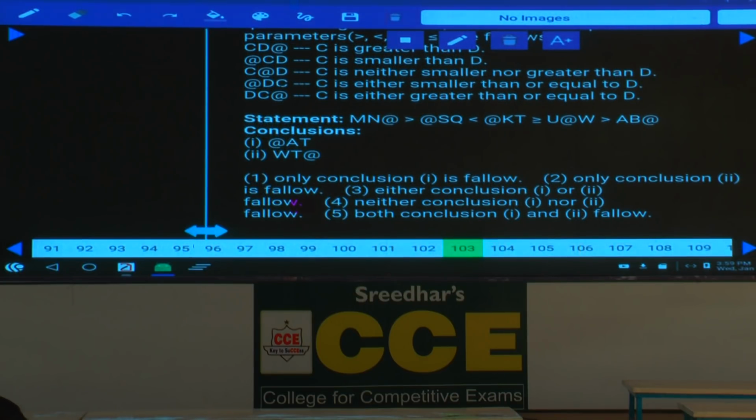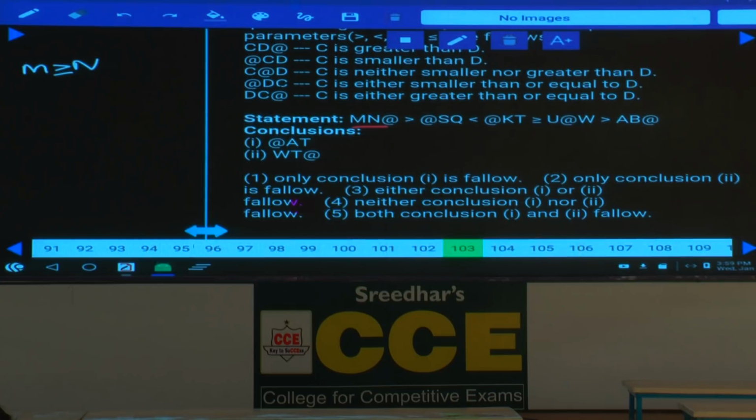Then what are the statements here? M is either greater than or equal to N, isn't it? First we are writing down the statements. M is either greater than or equal to N.